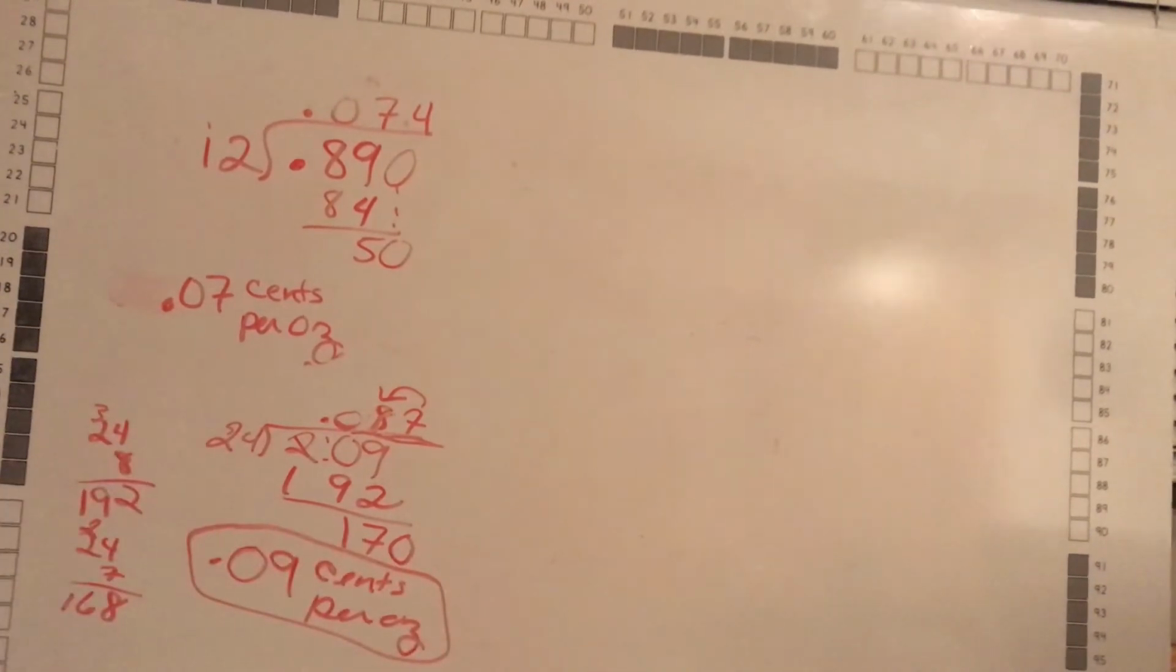So, which is the cheapest size to get in terms of cents per ounce? It's going to be the 12-ounce drink, because you're only paying 7 cents per ounce. The other two, you're paying 9 cents per ounce. So you are paying more for those bigger sizes per ounce of liquid.